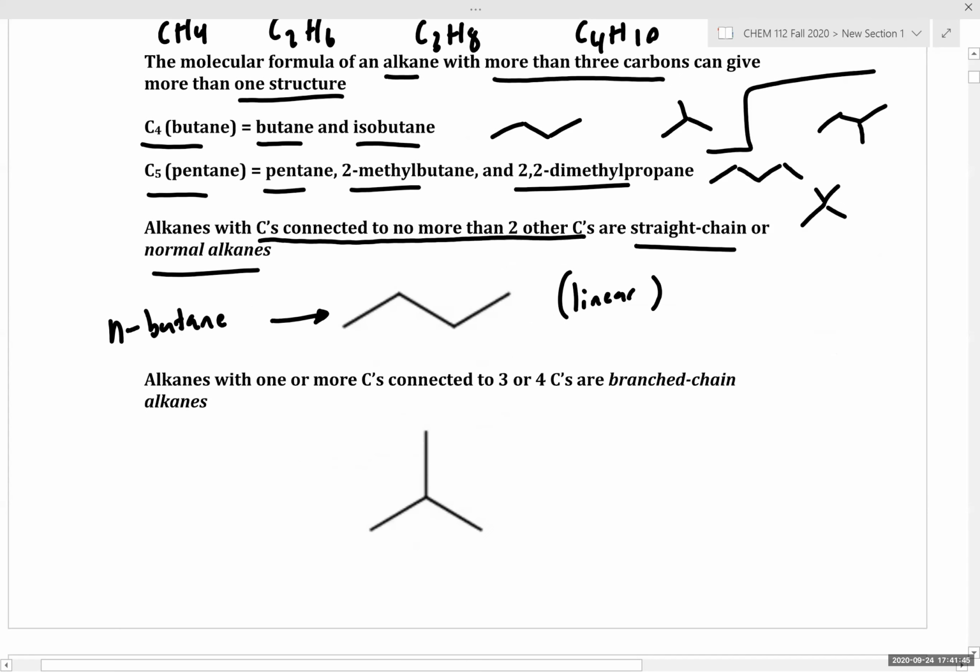Now, alkanes with 1 or more carbons connected to 3 or 4 carbons are called branched chain alkanes. So for example, this would be a branched variation of butane. So this is known as a branched species.